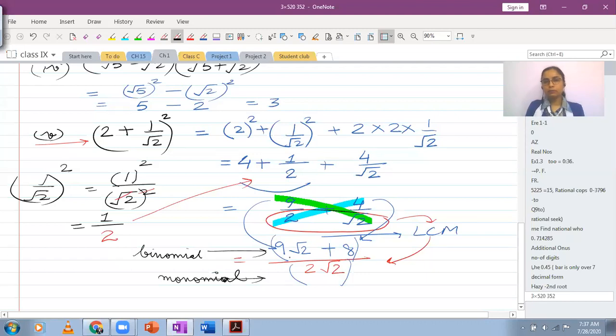Now, sometimes what happens is students cancel this root 2 with root 2, which is incorrect. You cannot cancel root 2 with root 2. Remember, whenever you have expressions in the division form, in the fractional form, you can only cancel a monomial with a monomial. You can only cancel a binomial with a binomial. A trinomial will be cancelled with the trinomial. You cannot cancel one term or part of a term with this monomial. So just remember that.